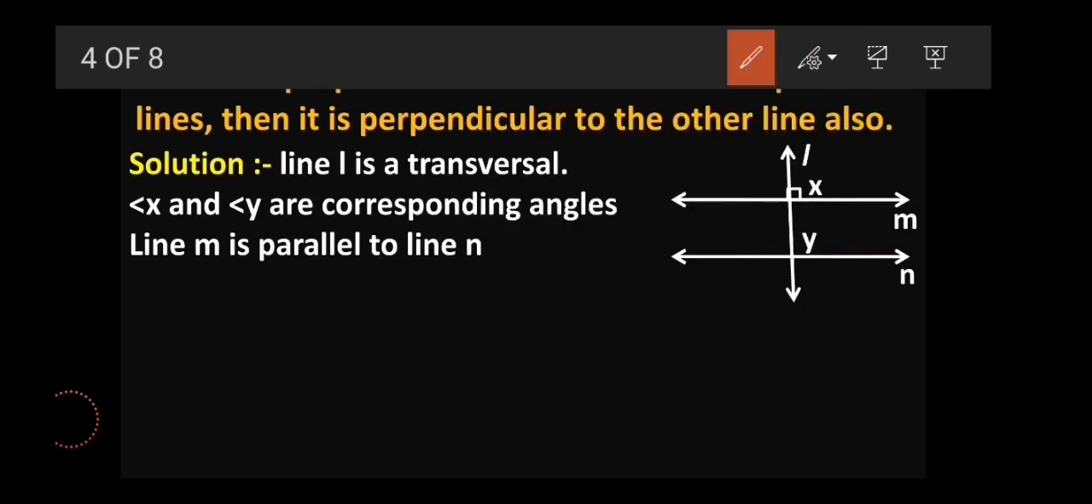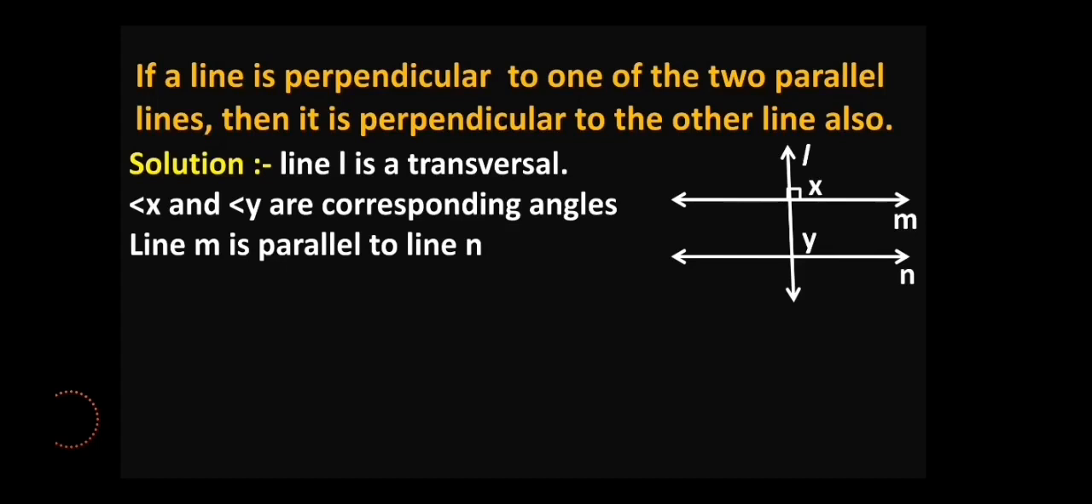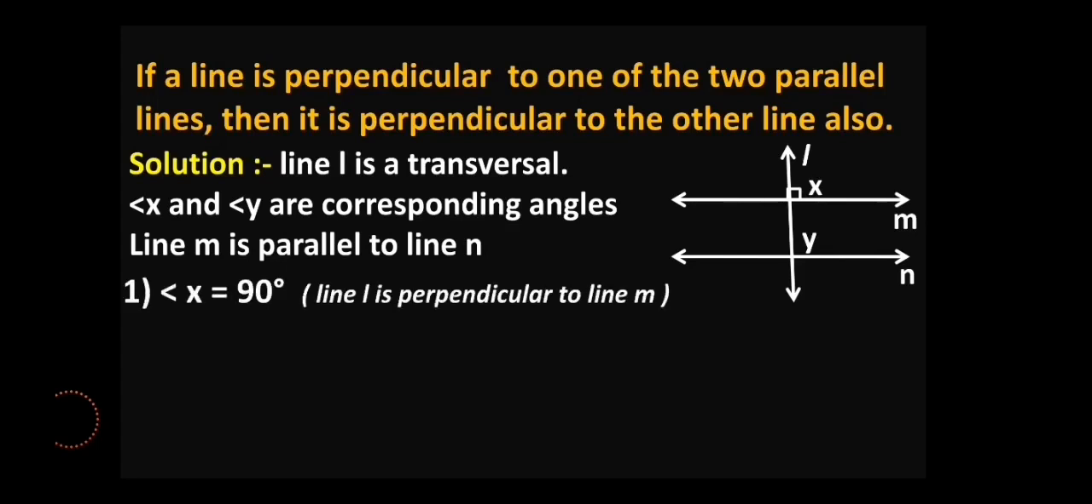So let's move on. Logical solving is done, so let's put it in some words on the screen. Here angle X is 90 degree because line L is perpendicular to line M, that is very clearly mentioned in the question. Then we have angle X is equal to angle Y because they are corresponding angles, and so we can write corresponding angle theorem because lines are given parallel to us.